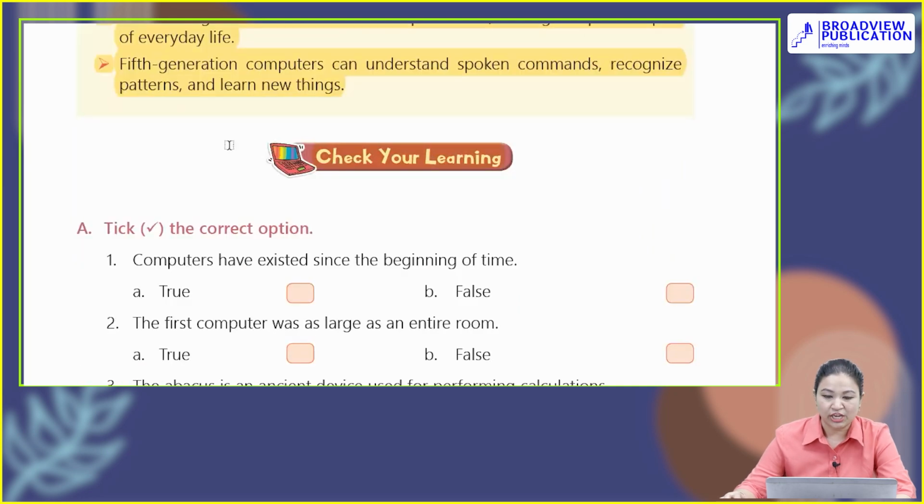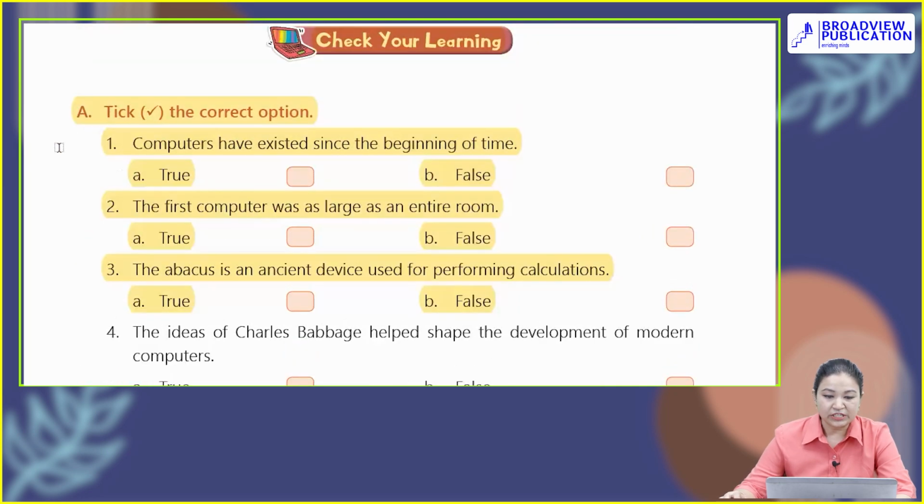Now let's come to check your learning. So first we have tick the correct options. Some questions are asked here. You have to just tick one answer for each, whether it is true or false. So first one is, computers have existed since the beginning of time. It is false. Second, the first computer was as large as an entire room. Yes, it was. So you will tick on the true option.